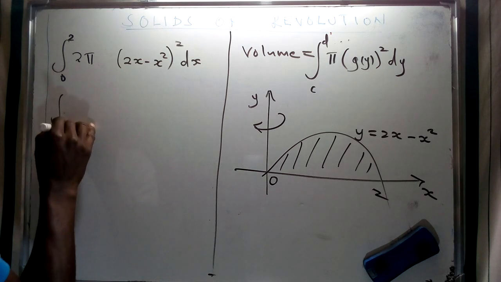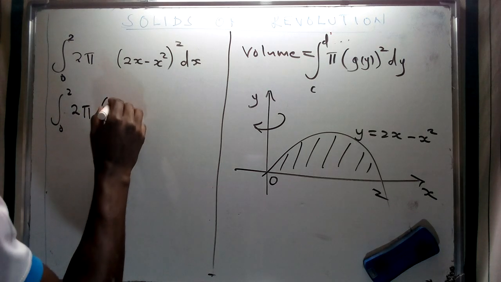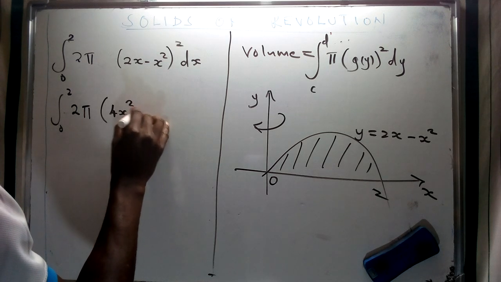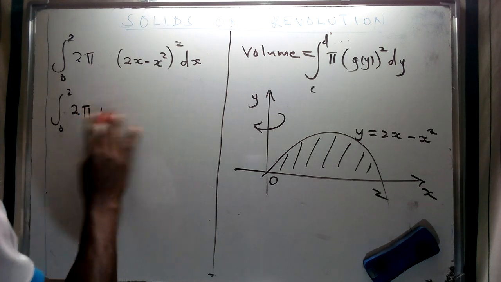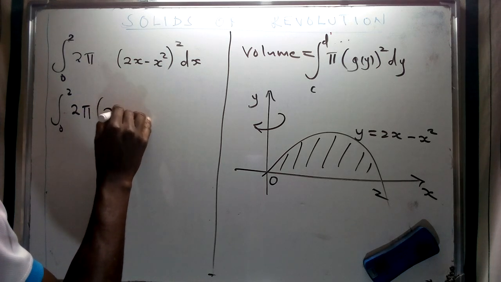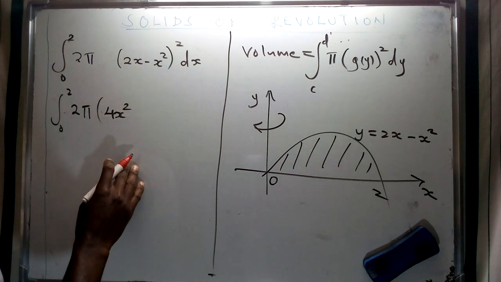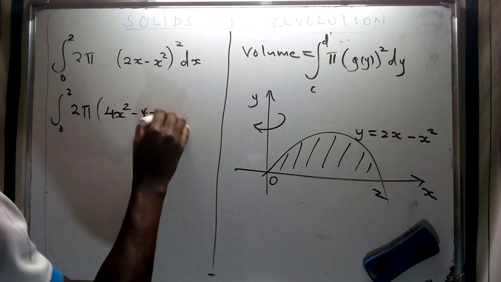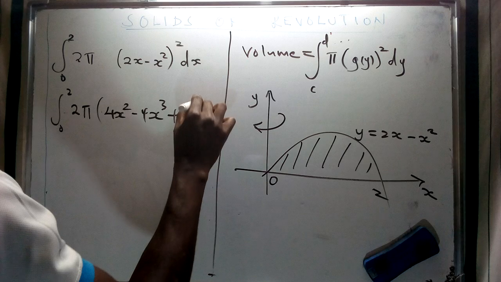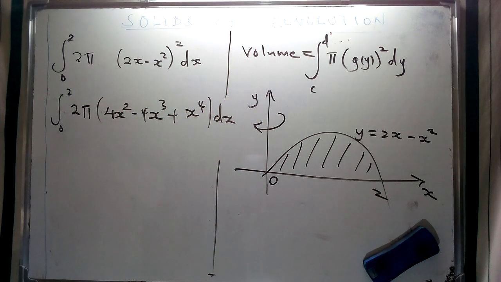So this is going to be the integral between 0 and 2 pi, and then we're going to have this one given as 4x squared, and then this is going to be a negative. We can just do a quick evaluation of this, whereby we're going to have 4x squared. So this is going to give us a negative 4x to power 3, and then plus x to power 4. You can just do an evaluation and confirm that one. In case there's a correction, we can just have it in the comment section.